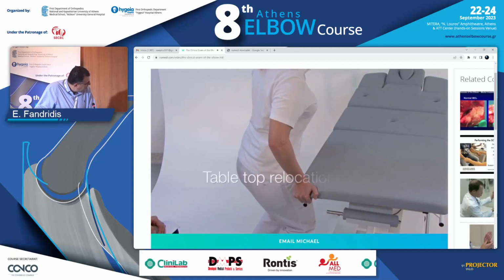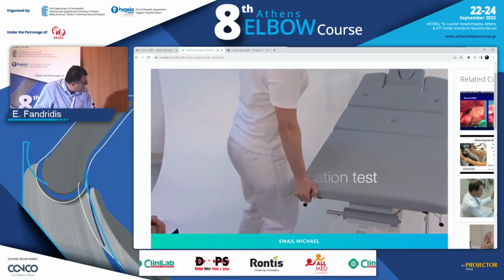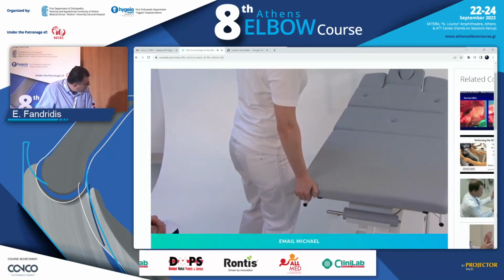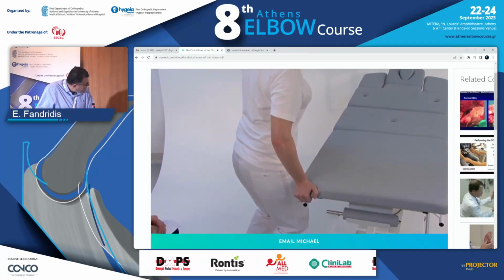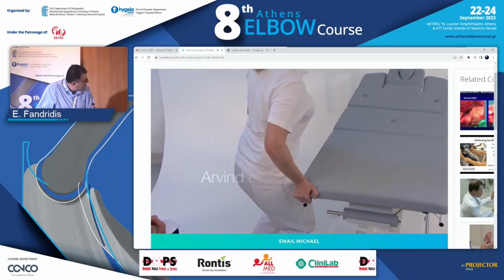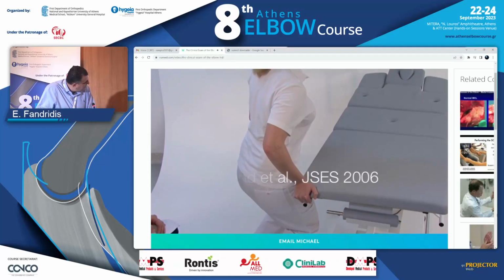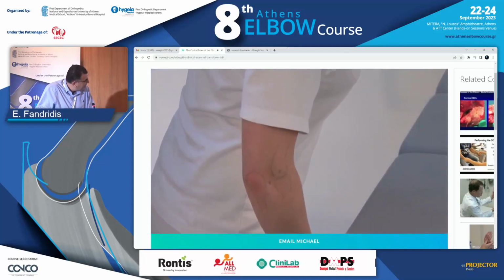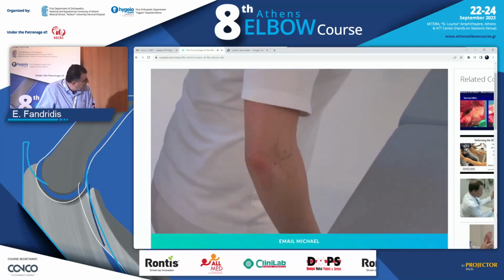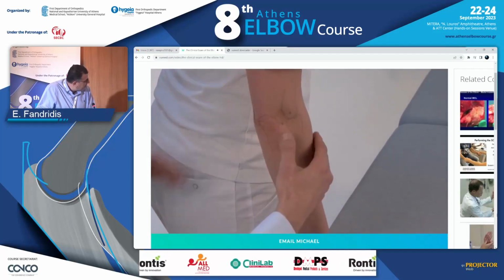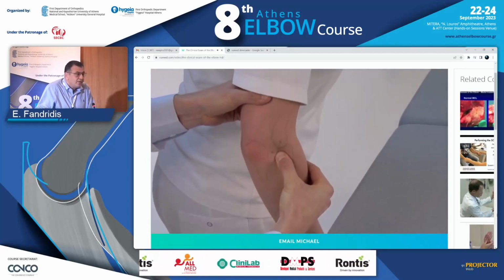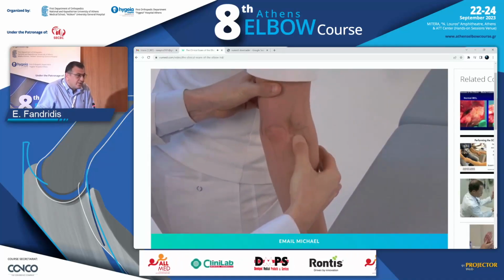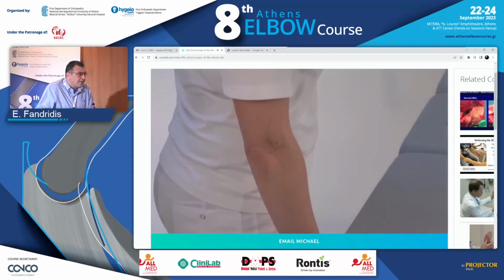And this is the table-top relocation test, 3 phases. The hand is on the table, away from the body, supination position, extension, and then goes in a middle flexion, about 70 degrees. Then he pushes, the second step, he pushes the table with the elbow, and he feels some pain there. In the third phase, he pushes the table, and he's doing some more flexion, and also feels pain if it's positive.